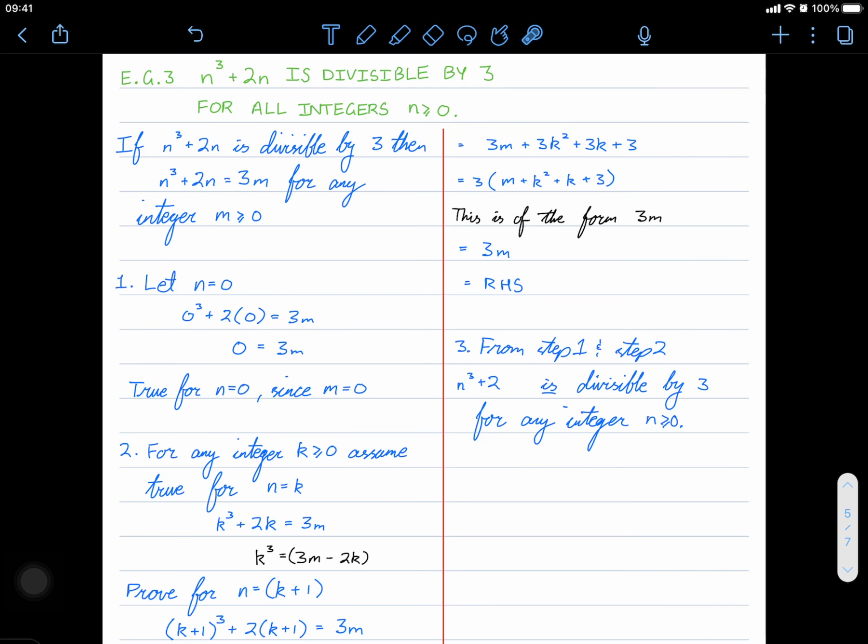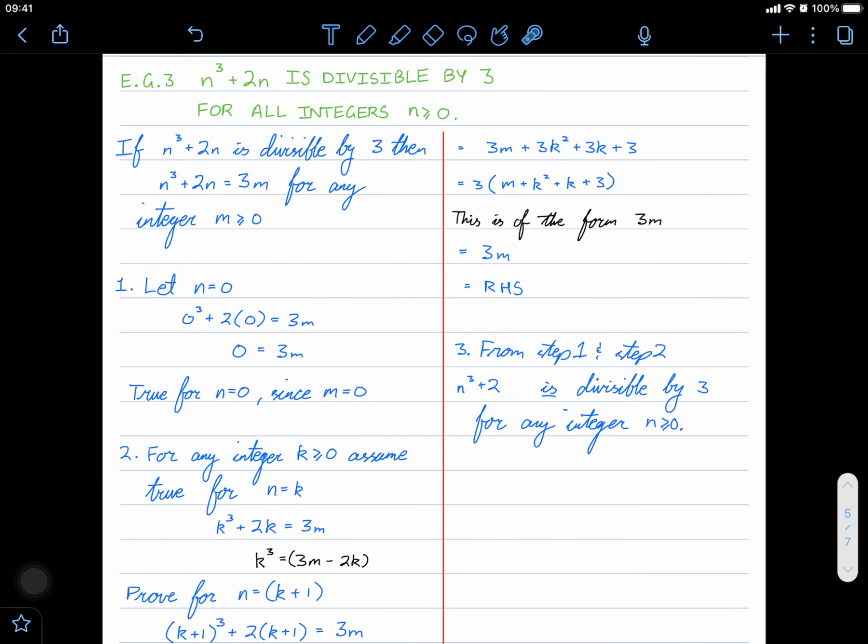But I hope that gave you another idea of how we could apply mathematical induction to divisibility tests. Hope to see you in the next example, and see you then.